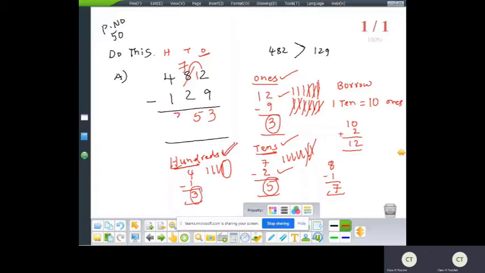The answer is 353. 482 minus 129 is equal to 353. This is the answer for A. Page number is 50. Now question number B.